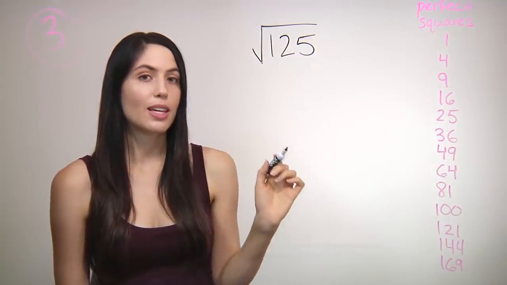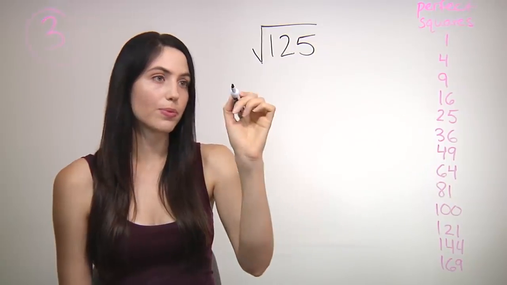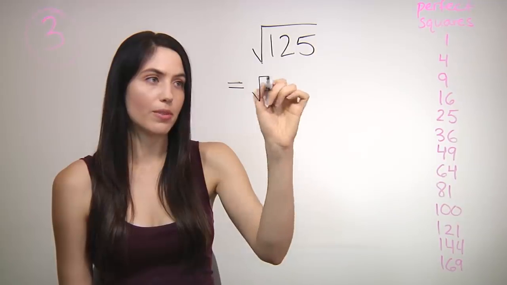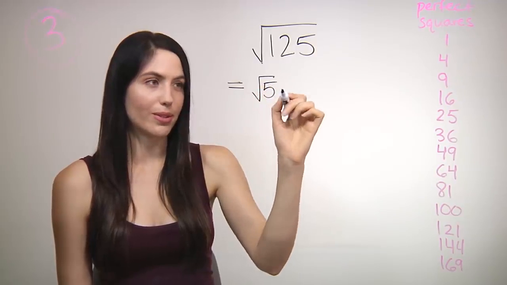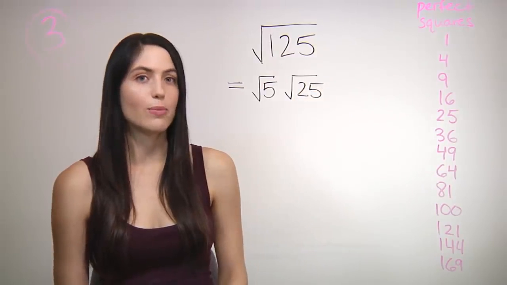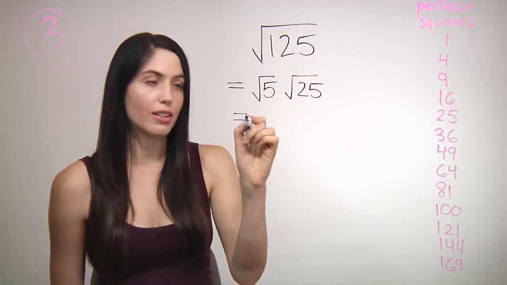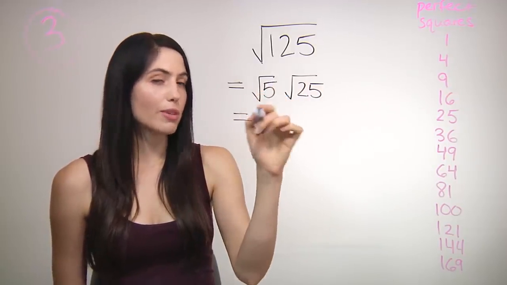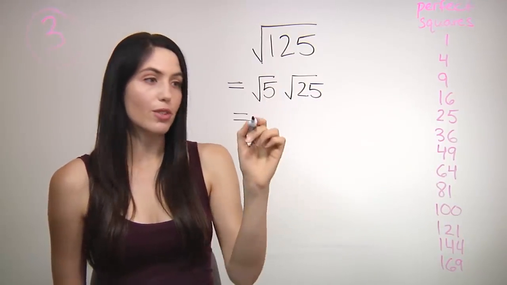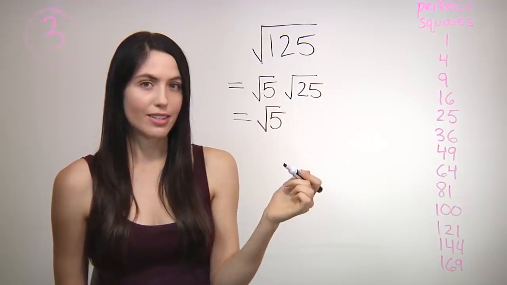So what you do is you take those two numbers, 25 and 5, and you write each of them under their own square root symbol. So you have square root of 5 times square root of 25. Now keep simplifying in the next line. Square root of 5 can't be simplified anymore because 5 is not a perfect square. So the root 5 stays in your answer.